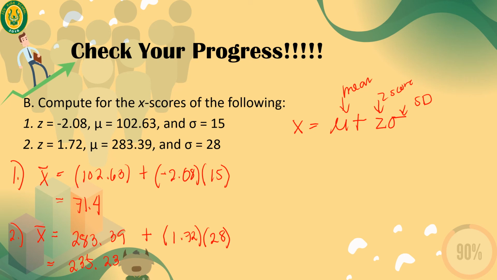Okay, so it means that the score in this corresponding z-score is 71.4, which is a bit far from the mean given to you. On the other hand, in number 2, the x-score is 235 from a z-score of 1.72. Okay, and this score is also far from the mean, which is 283, because obviously the scores are deviated. Okay, the deviation is 28, so it's reasonable.